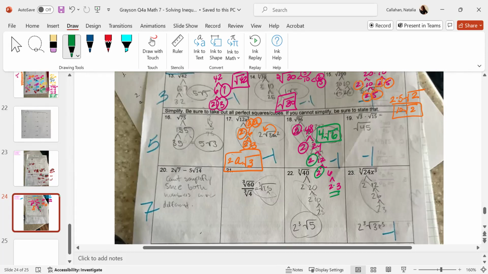Teacher. Okay, number 19, 3 times 15 is 45, but you got to break it down. It's 9 times 5. Do you see that? That's a perfect square. So it's 3 square root 5. You just need to do one more step. Make sure you simplify.